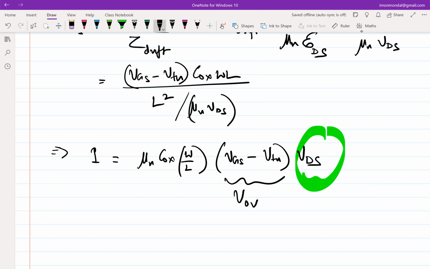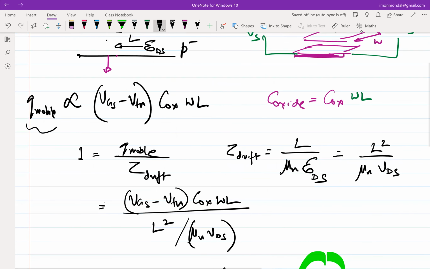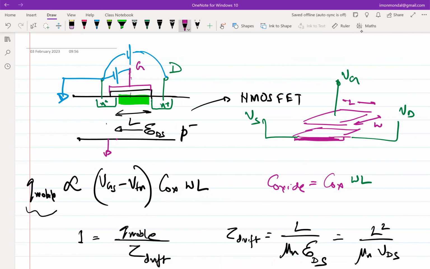Does that also translate, meaning if I have more VGS, this green region will increase? Not necessarily, because if we didn't have any mobile carriers, then what you are saying would have been right.